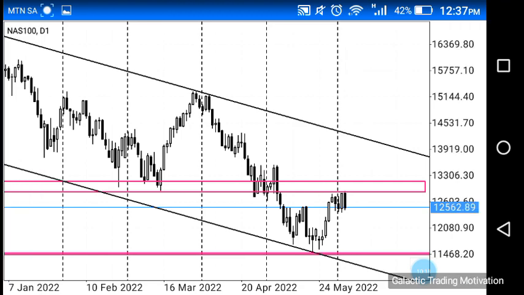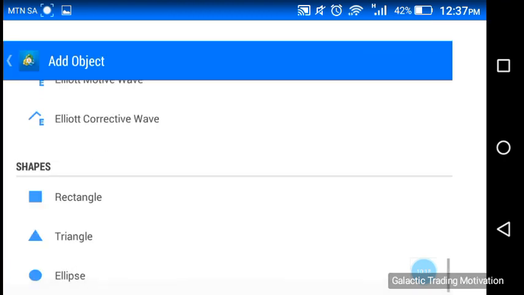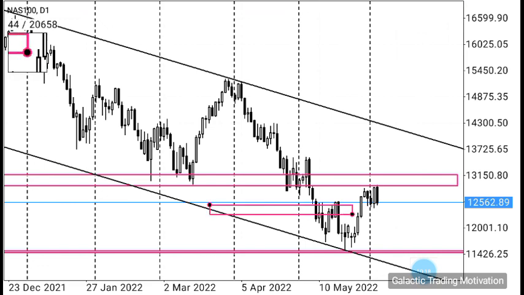So what I'm going to do now is actually add a neckline to that W formation so that we don't forget about it, because it's also quite significant. Just bear with me. There we go. That's the neckline.